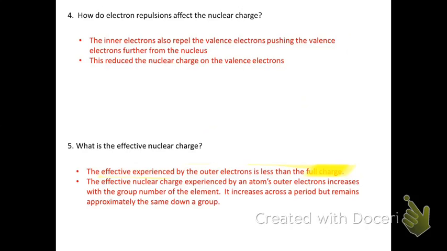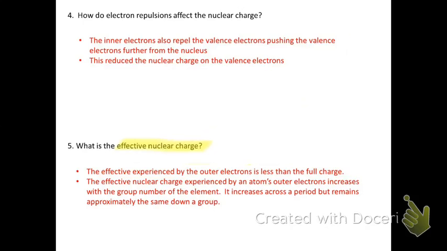So the real charge that the valence electrons experience from the nucleus, due to repulsion and shielding, is referred to as the effective nuclear charge. That's what really is the charge. That is the real charge that the valence electrons experience. Alright, so let's look at this a little bit further in detail here.